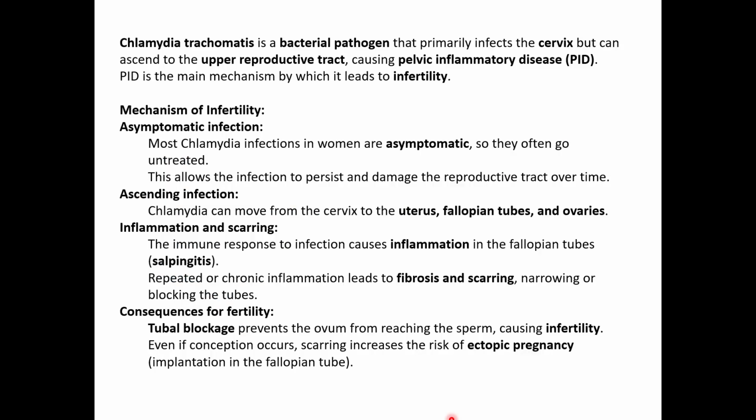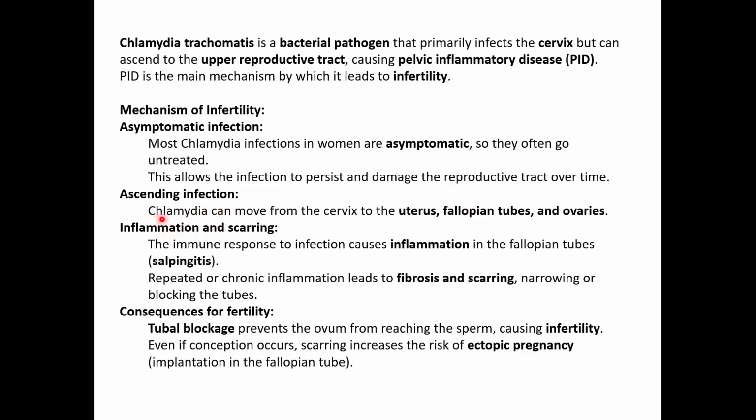Next is Chlamydia trachomatis. It is a bacterial pathogen that primarily infects the cervix but can ascend to the upper reproductive tract, causing pelvic inflammatory disease. Pelvic inflammatory disease is the main mechanism which leads to female infertility. It is an asymptomatic infection. Most chlamydia infections in women are asymptomatic, so they often go untreated. This allows the infection to persist and further damage the reproductive tract over time.